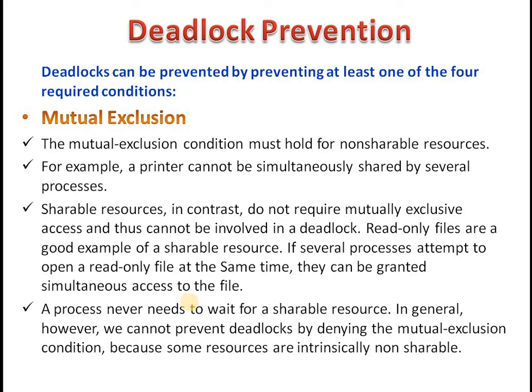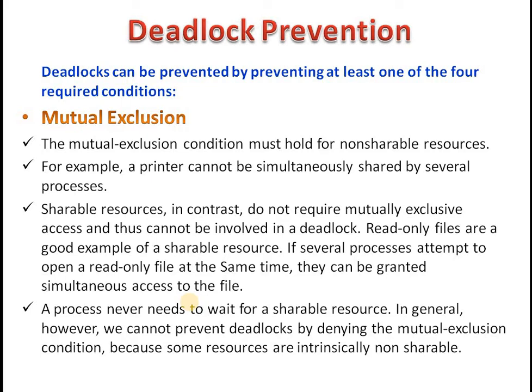The mutual exclusion condition must hold for non-shareable resources. For example, a printer cannot be simultaneously shared by several processes. Shareable resources, in contrast, do not require mutually exclusive access and thus cannot be involved in a deadlock. Read-only files are a good example of a shareable resource. If several processes attempt to open a read-only file at the same time, they can be granted simultaneous access to the file. A process never needs to wait for a shareable resource.